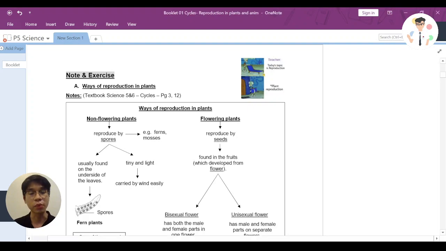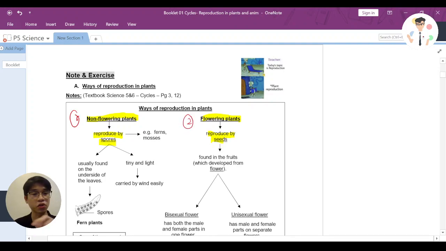So, in simple, we have two things here. The first one is non-flowering plants, and the second one is flowering plants. Each of these different types of plants uses different ways to reproduce. Non-flowering plants reproduce by spores. On the other hand, flowering plants reproduce by seeds. So, these are the two main ways of reproduction in plants. First one and the second one.